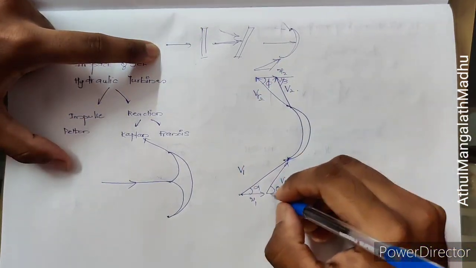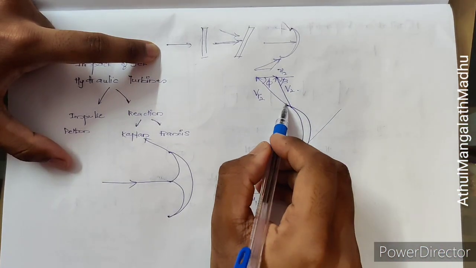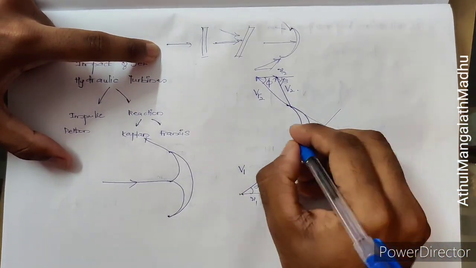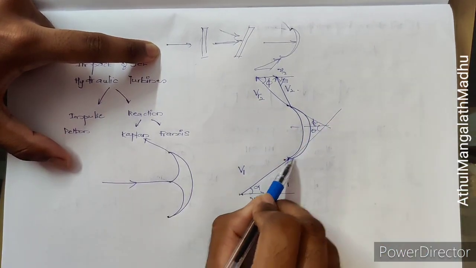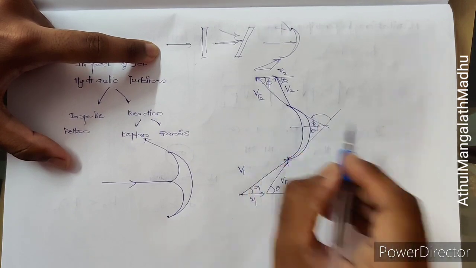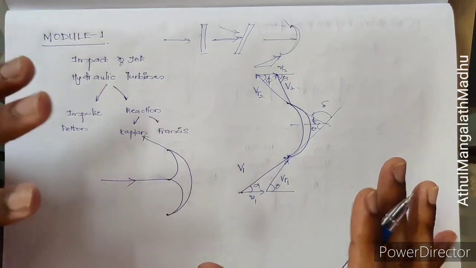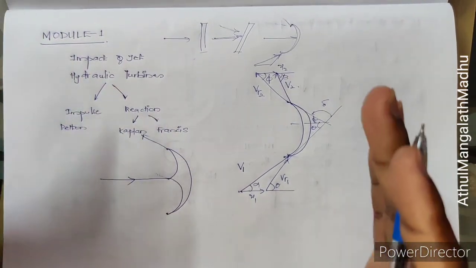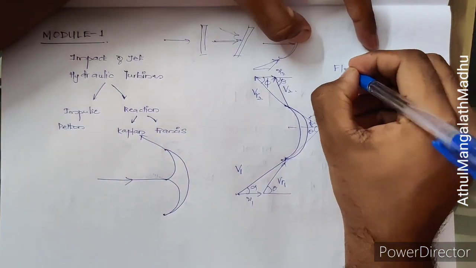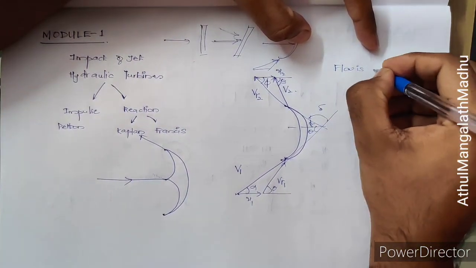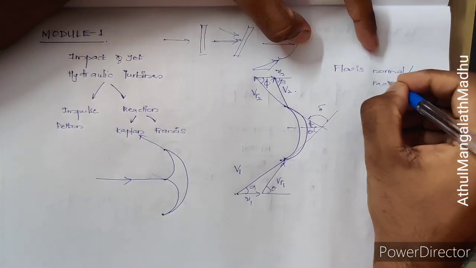If I extend the relative velocity here and the relative velocity here, this angle is theta, this angle is phi. The water was going like this and got deflected like this, so this is your deflection angle. All these are the basic things, and sometimes what you can expect is that they say the flow is normal, or they might say it is radial.